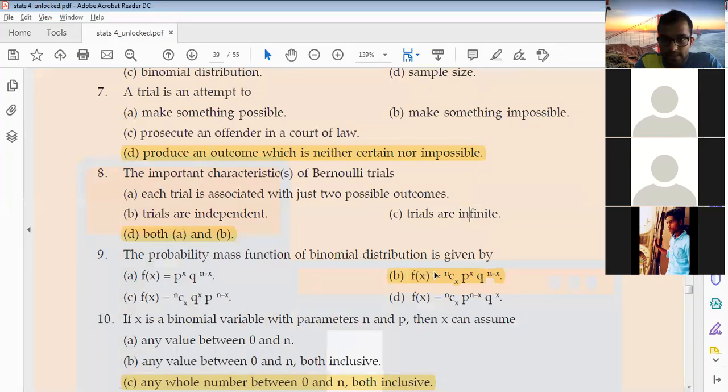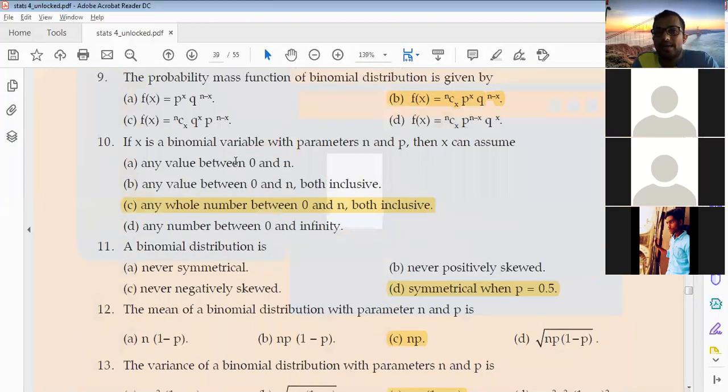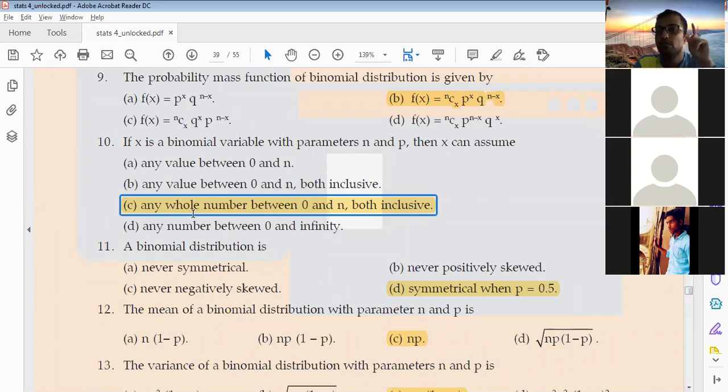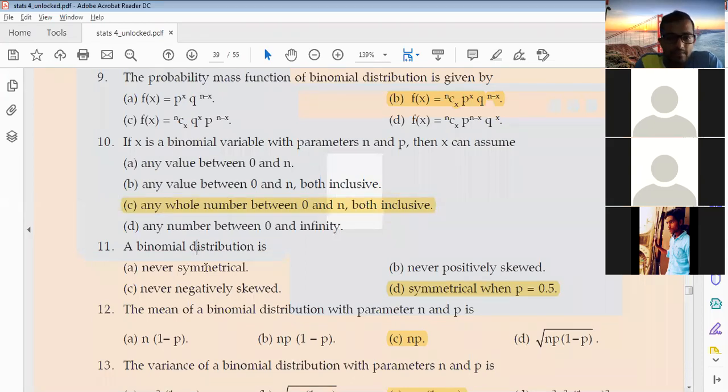PMF of binomial distribution, students, is nCx into p to the power x into q to the power n minus x. Next. If x is a binomial variate with parameters n and p, then x can assume the range 0, 1, 2, up to n, and both are inclusive. Very importantly, they have given any whole number. We didn't see 0, 0.1, 0.2; we saw 0, 1, 2, 3. Whole numbers, so don't get confused between option B and C. A binomial distribution is never symmetrical, never positively skewed, never negatively skewed, except it is symmetrical when p is 0.5. Mean of the binomial distribution with n and p is n into p.